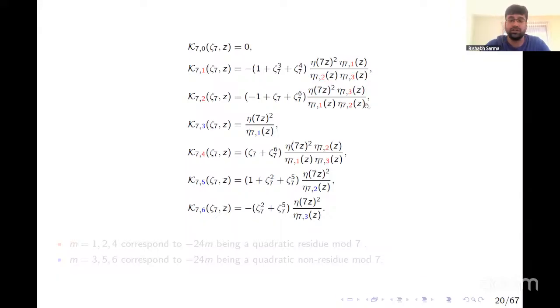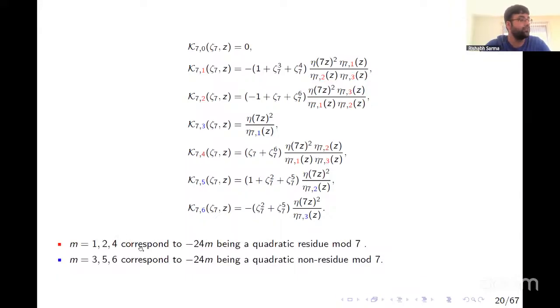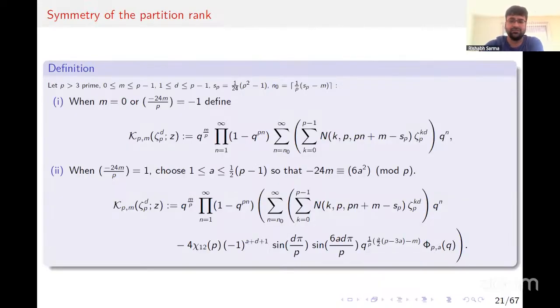The red ones, m equals 1, 2, and 4, correspond to when minus 24m is a quadratic residue modulo 7, and the blue ones correspond to when minus 24m is a quadratic non-residue modulo 7. And the reason behind this symmetry is a modular argument that I explain in the slide after this one. Before that, I just want to define the dissection elements explicitly. So we have 2 cases, one when minus 24m is a non-residue modulo p, and when it is a residue modulo p, we have to attach this correction factor here.